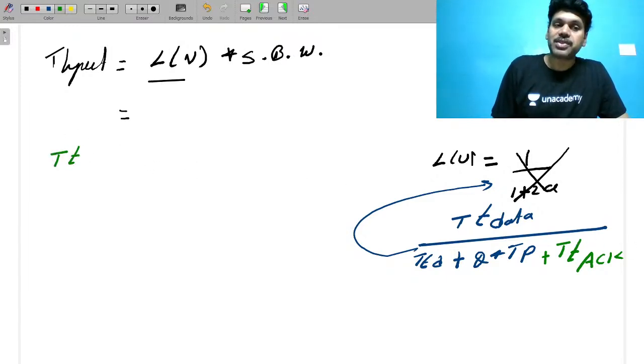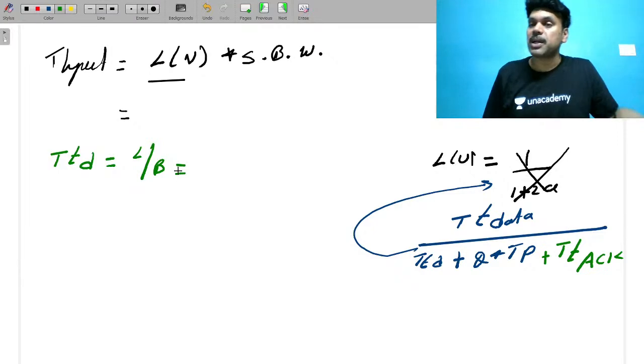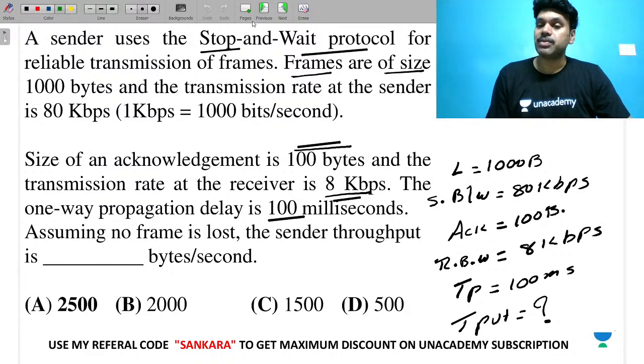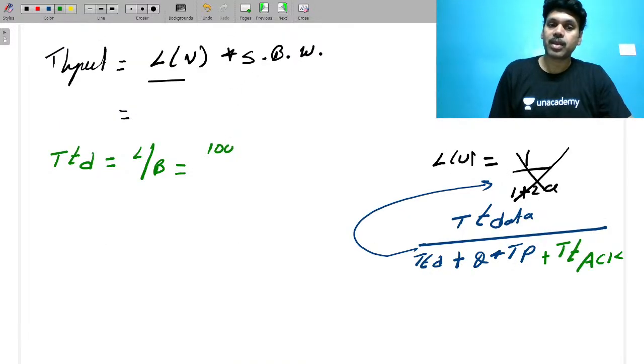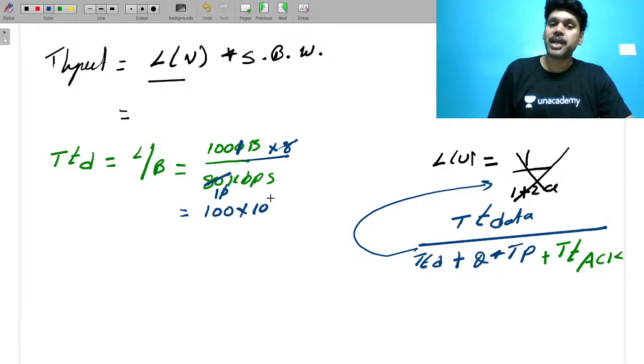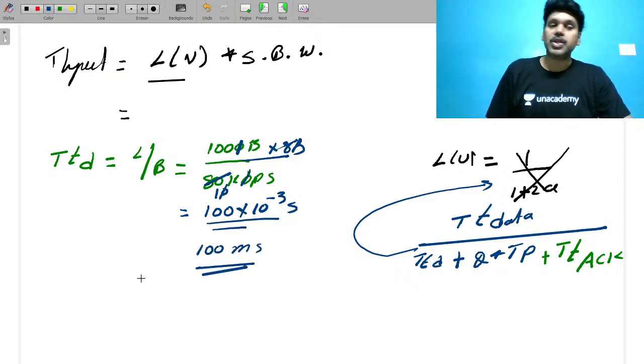So let me first calculate Tt for data. Length depends upon the sender's bandwidth. What is your frame size? 1000 bytes with 80 kbps. Multiply with 8, because this is in bytes and this is in bits. So your answer is 100 into 10 power minus 3 seconds, which is nothing but 100 milliseconds. You got Tt for data.